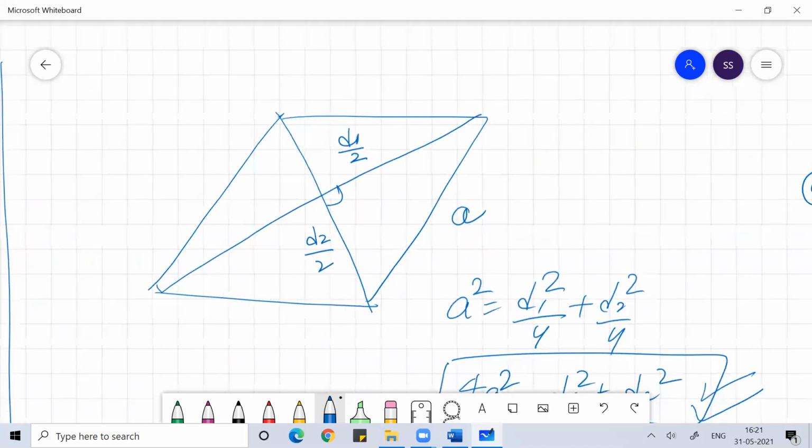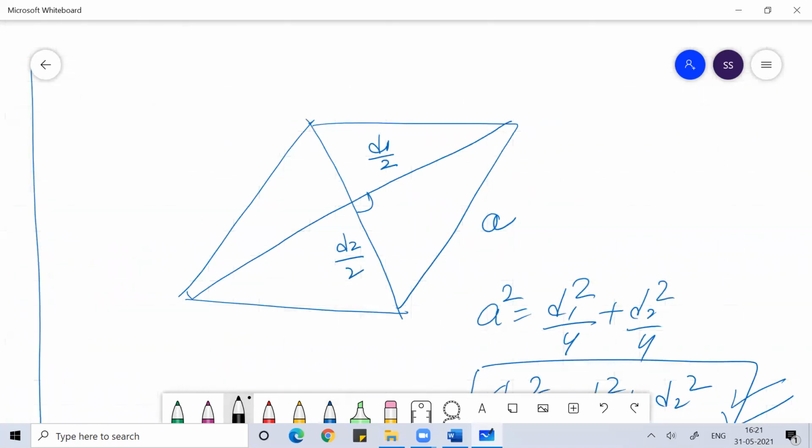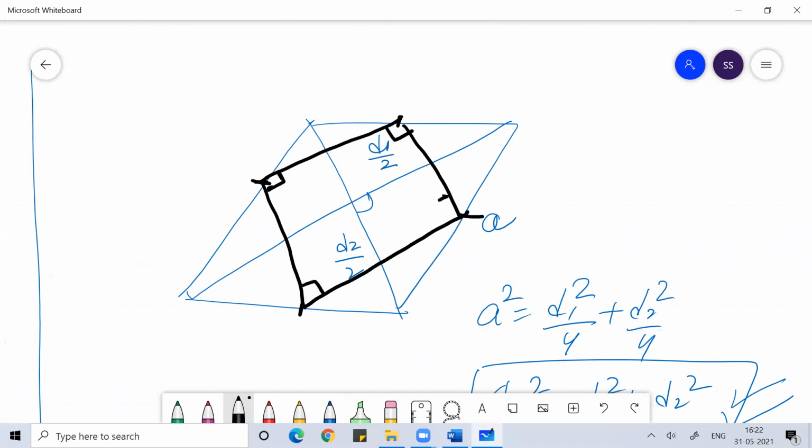This comes in many exams to prove it. If you take the midpoints of a rhombus and join them, then this is a rectangle. You'll get it in an exam to prove. That's an altogether different thing we'll do in future. Similarly, if you take a rectangle and join the midpoints of the rectangle, you'll get a rhombus.